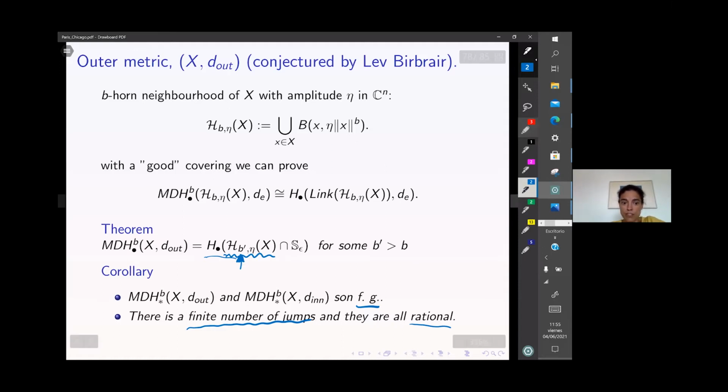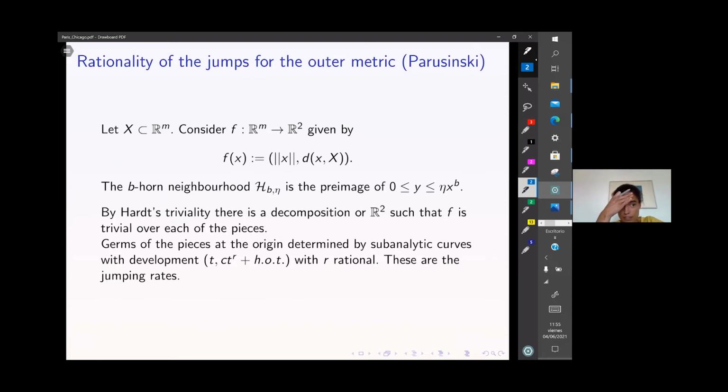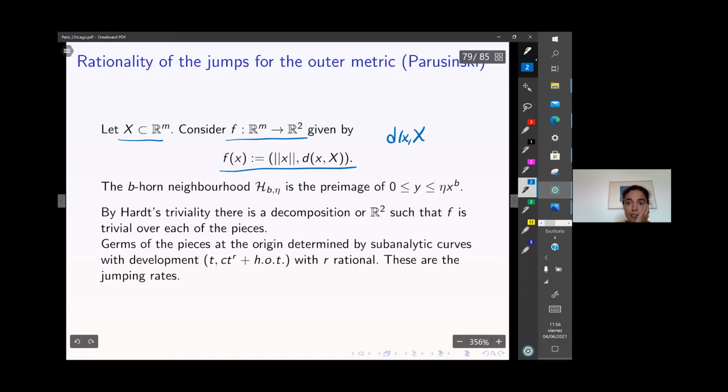Okay, why are they rational? This proof was given to us by Parusiński. For example, you have your germ X, and you take this mapping from R^m to R^2, given by the modulus of x and the distance of x to our germ. Okay, and then where is the Hörn neighborhood? The Horn neighborhood is essentially the points where the distance of x to X is less than or equal.